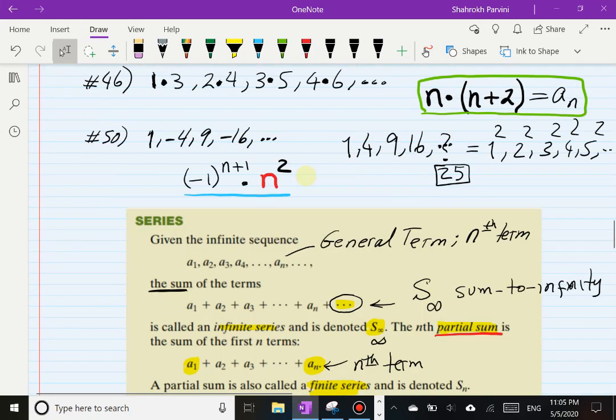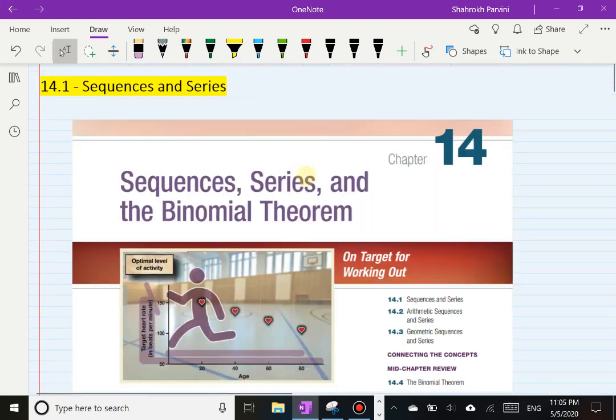So with that, we are done in section 14.1, and that will conclude this lecture.